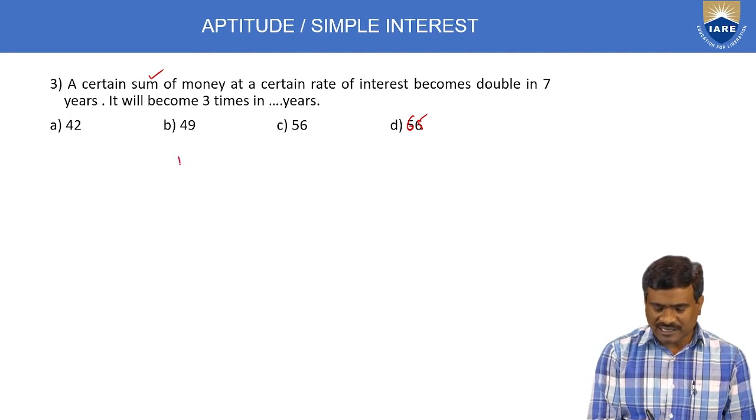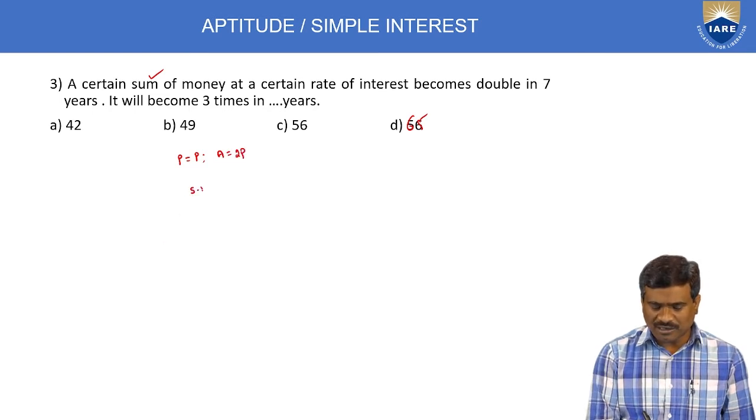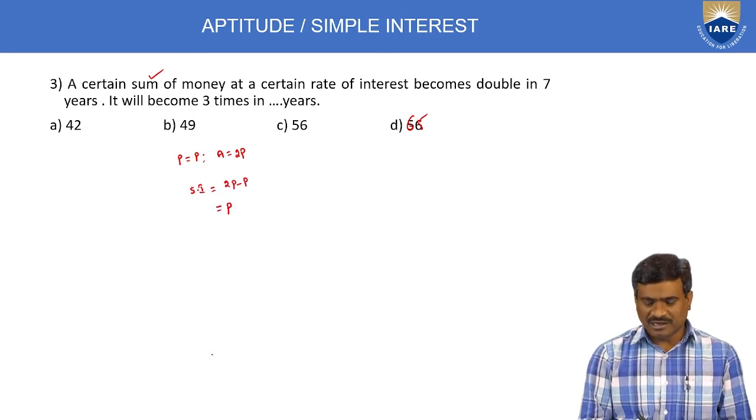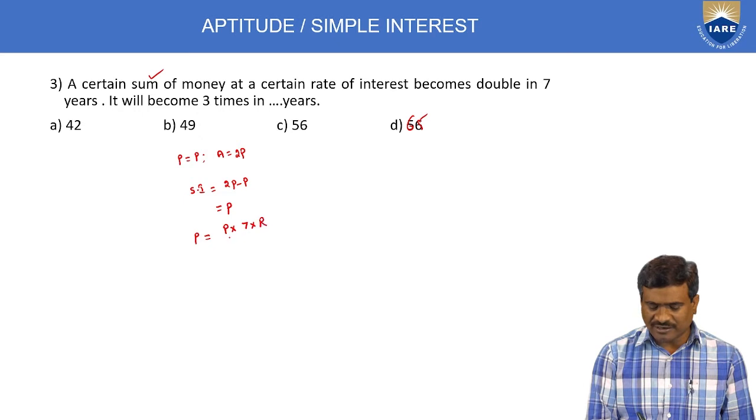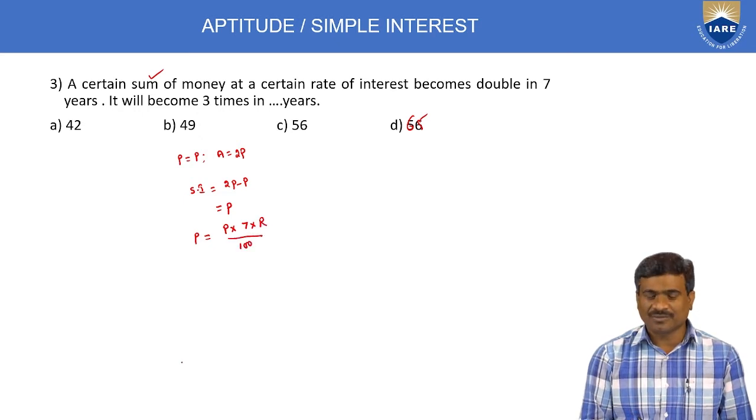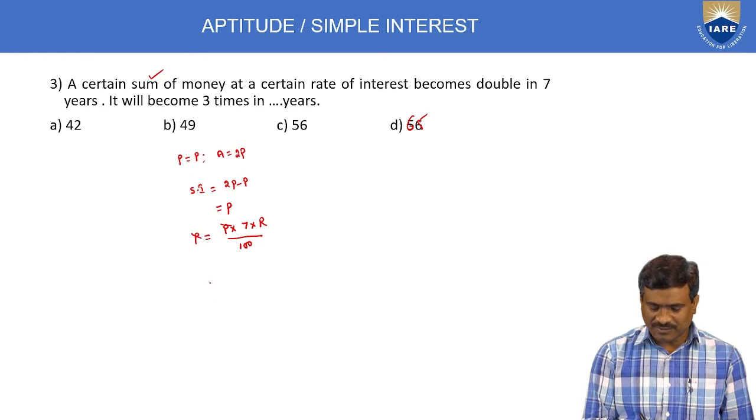Method. Let P is equal to P. Next amount double is equal to 2P. Then simple interest is amount minus P, 2P minus P is equal to P. Next, SI is equal to PTR by 100. Here P is equal to P, SI is equal to P, time 7 years. Find rate of interest R. Here P and P get cancelled. Then R is equal to 100 by 7.